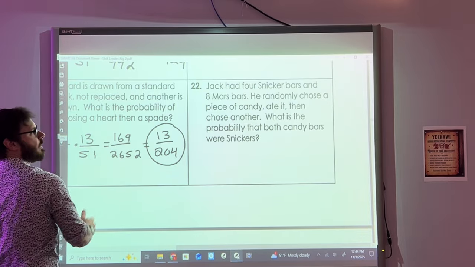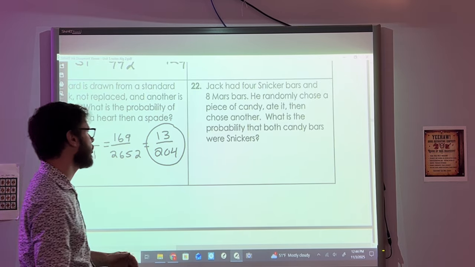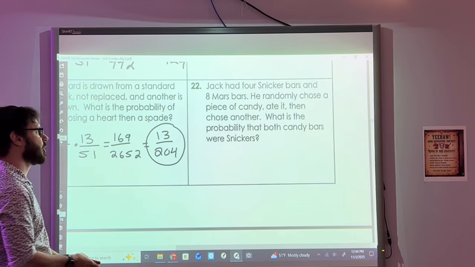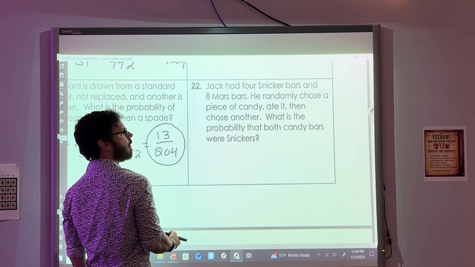Jack has 4 Snickers, 8 Mars. He randomly chooses a piece of candy. He eats it. Savage. And then chooses another. What's the probability of both candy bars being Snickers? All right, well, he had 12 candy bars, right? 8 Mars and 4 Snickers.